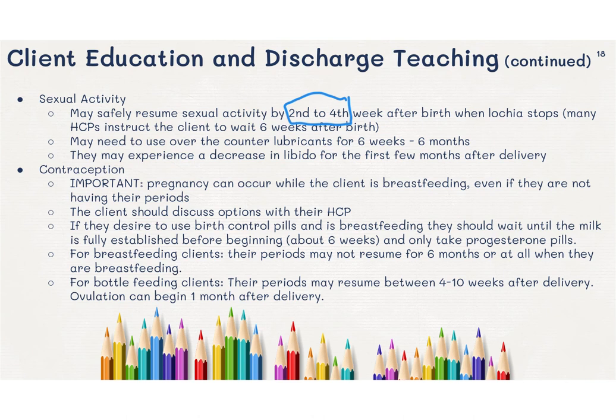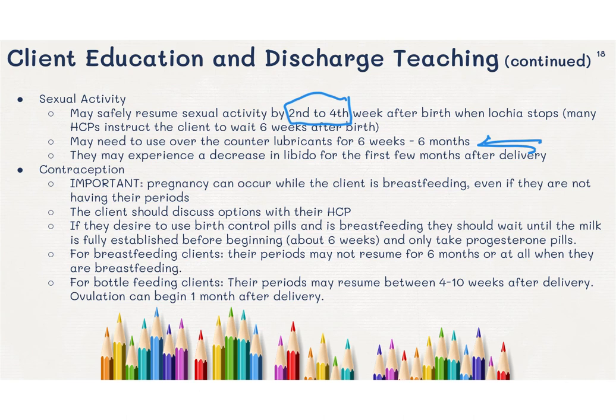Sometimes, because of the shift in our hormones with having a baby, we can experience vaginal dryness. So we want to make sure that we educate our patients that it's okay to use over-the-counter lubricants for sex to help things not be so dry until that figures itself out. And they also might have a decrease in libido initially, again, just because of their hormone shift.